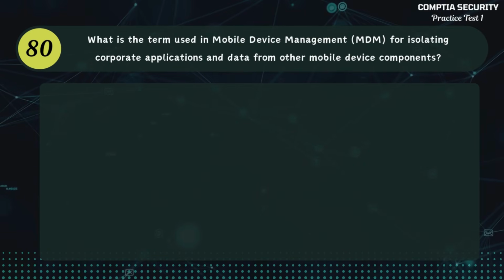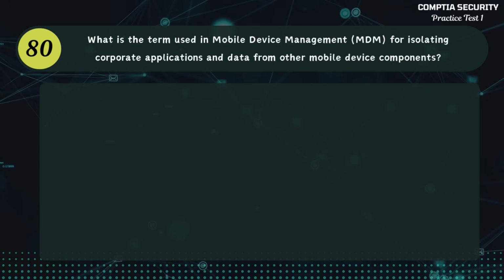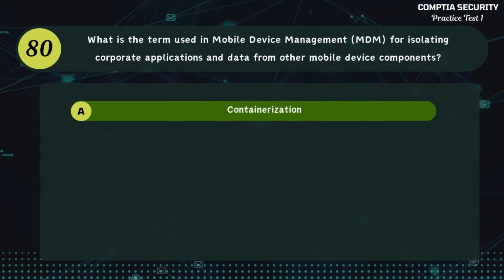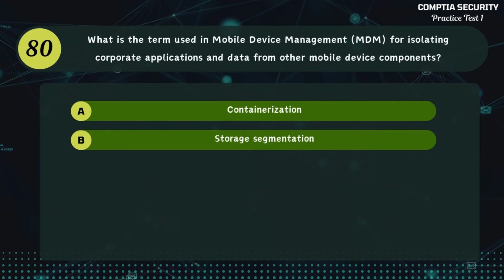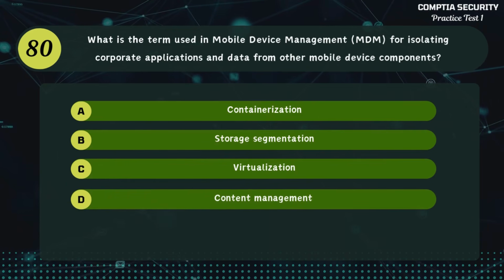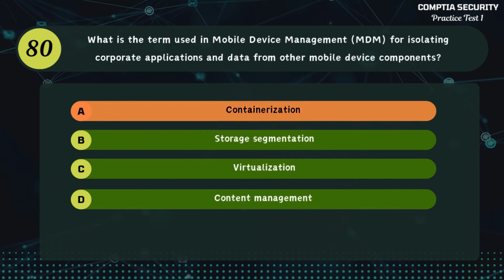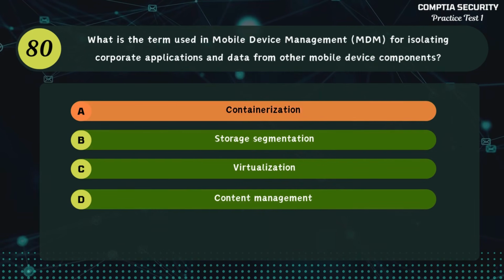Question 80. What is the term used in mobile device management for isolating corporate applications and data from other mobile device components? A. Containerization. B. Storage segmentation. C. Virtualization. D. Content management. Correct answer A. Containerization.